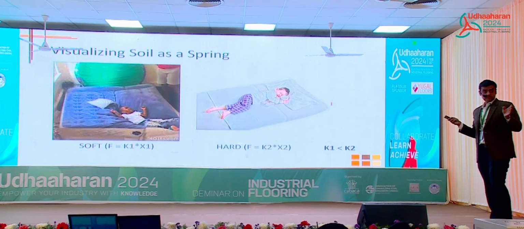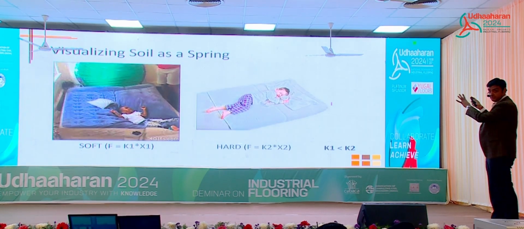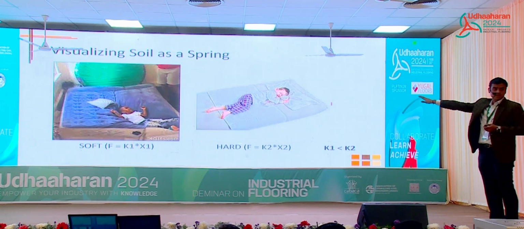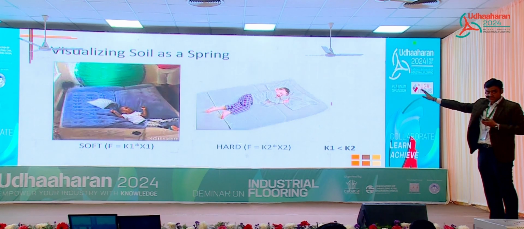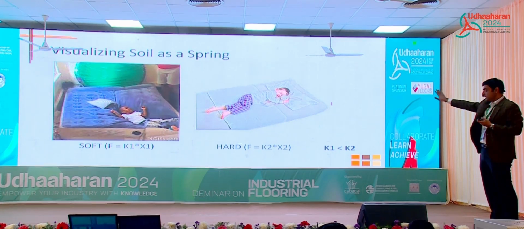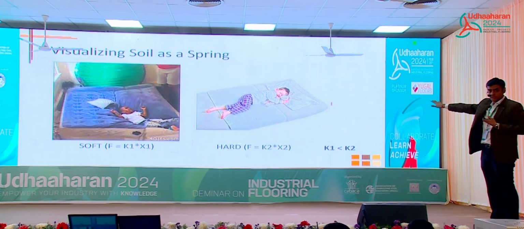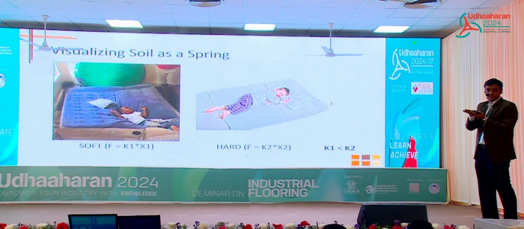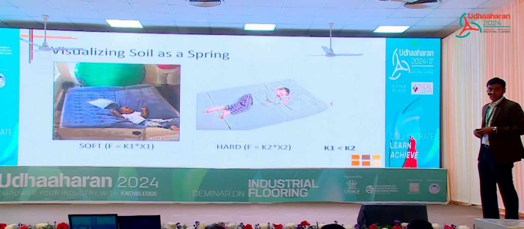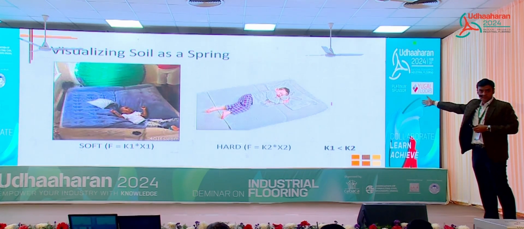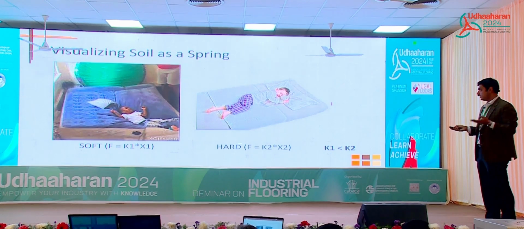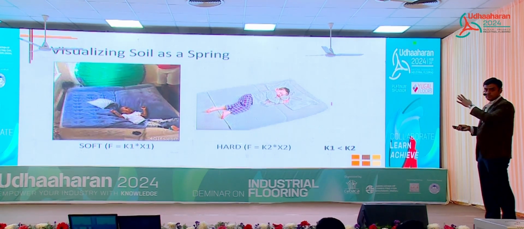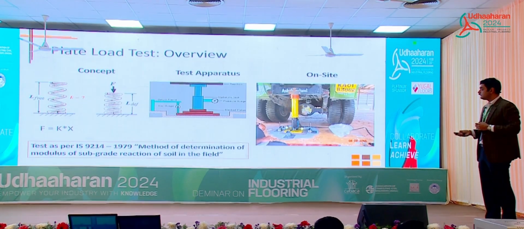And if all this sounded complicated, just look at this image. A soft mattress is a soft spring. That means a subgrade that is weaker or softer. A hard mattress is good soil, harder, which deflects or compresses less on pressure. So you want a hard mattress, not a soft one, for your subgrade or your subbase or your earthwork. Just a very simple image to drive home the point.